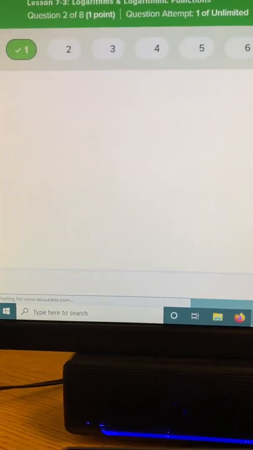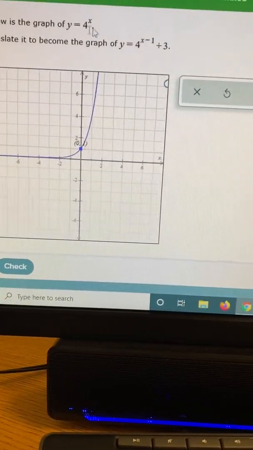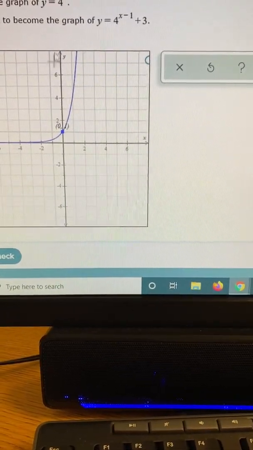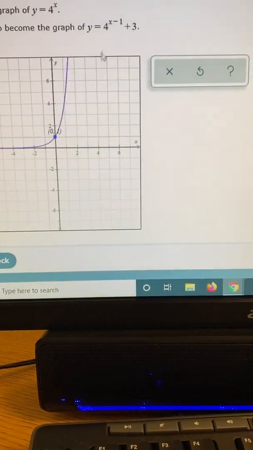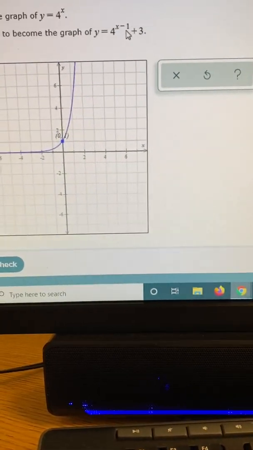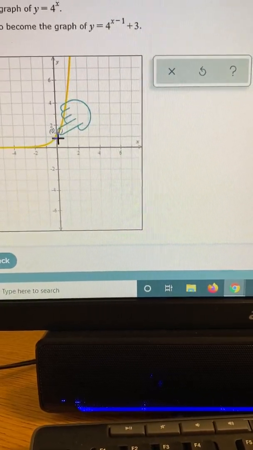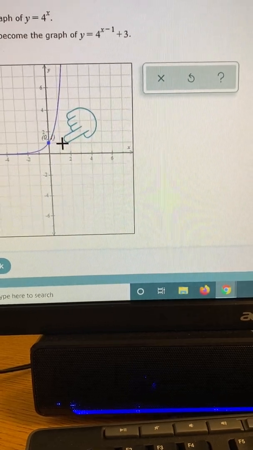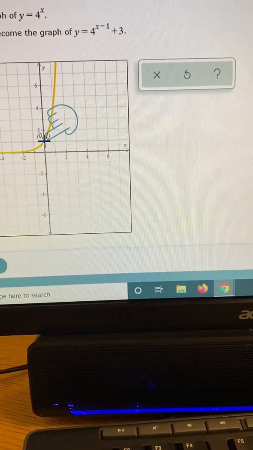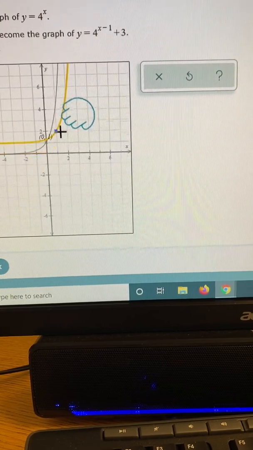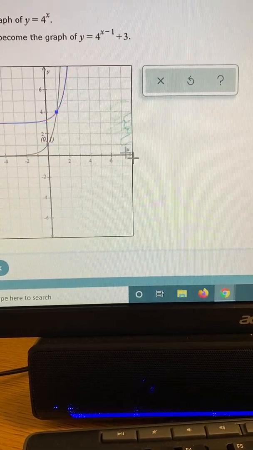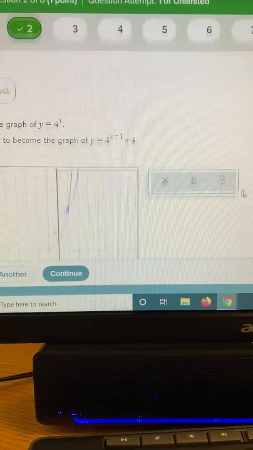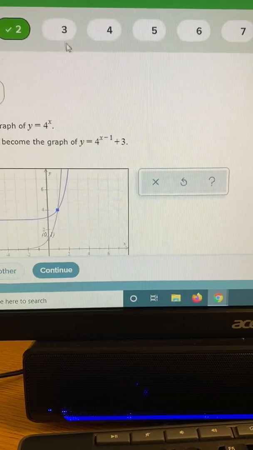All right, number 2, let's do another one. So this one, your base is different, but it's still the same. You have an x in your parent, so it's through the 0, 1 point. Now we have another -1. So remember that one was a +1 to the right. And then we have a +3. So that means the vertical movement's gonna be up this time. So we're gonna grab our line, go to the right, and we're gonna go up 1, 2, 3. And there's our new graph. And that is correct.